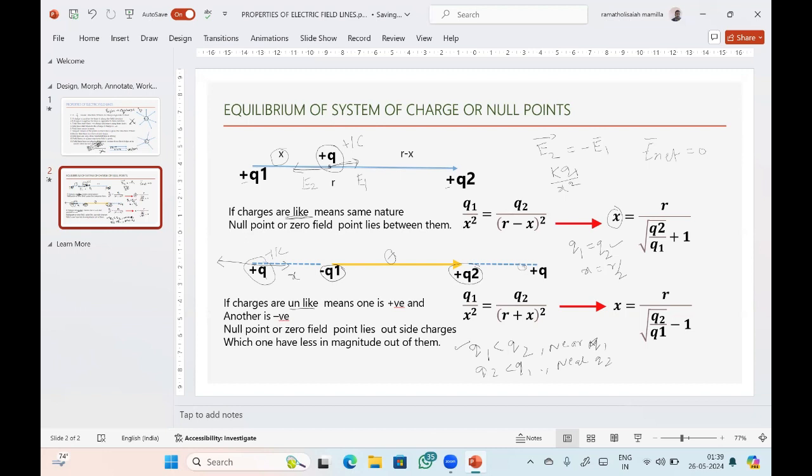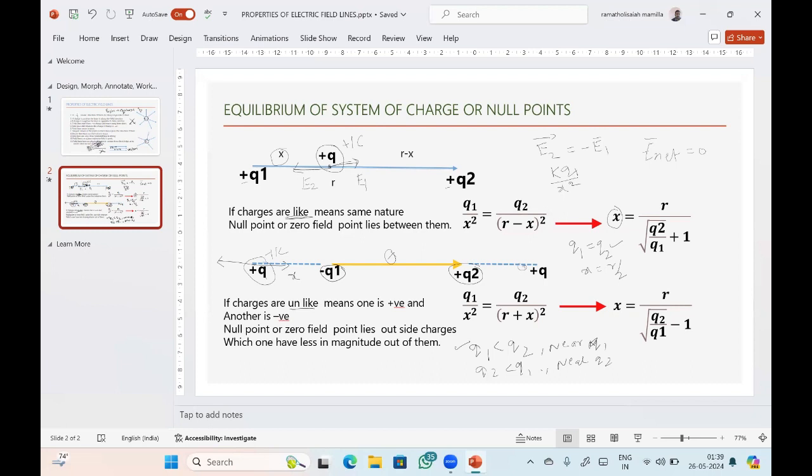The root is only for Q2 by Q1. And here, Q1 equal to Q2 means these two charges are equal and similar, the same charge, that means similar positive charges. Then the null point distance is equal: x equals r by 2, and r minus x is also r by 2 only. It lies at the midpoint when Q1 and Q2 are equal.